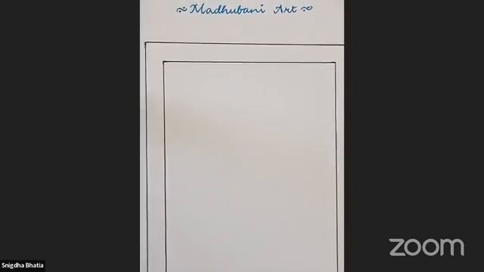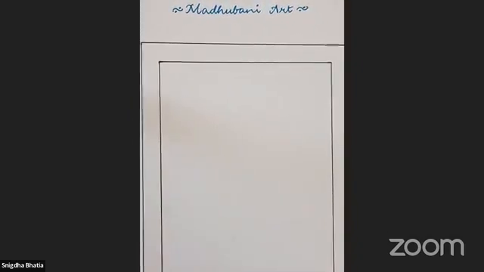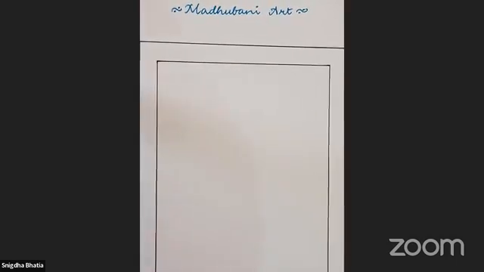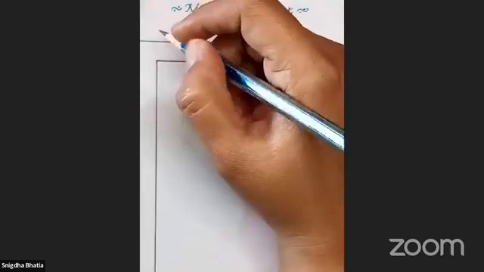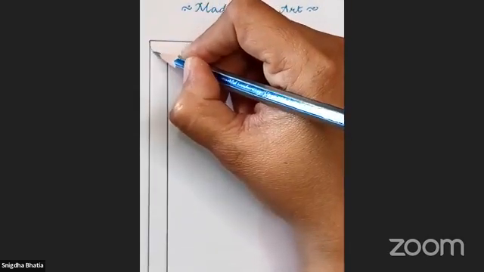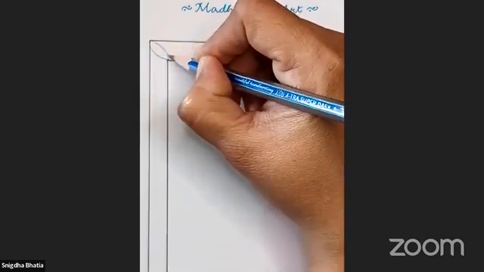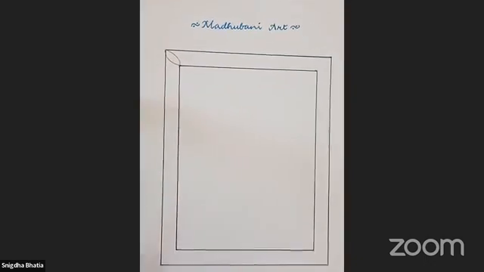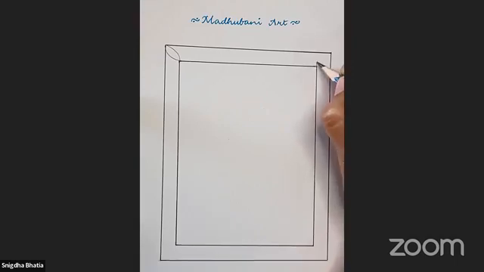I'm just going to zoom into the top part of my border now so that all of you can see this. Is this visible? Yes, ma'am. Oh, okay, thank you. All right, so we'll start off from the corners. In each of these corners, I'm going to draw a leaf shape. Okay, in all the 4 corners.